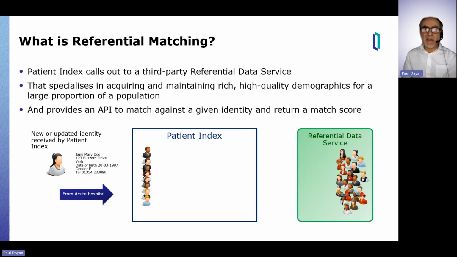But there are services available known as referential data services whose purpose is to collect a full, accurate demographic record for all the citizens in an area or country and provide an API that can be called to search for citizens by some criteria and returning a matching list with match scores. So it would be good if Patient Index could use such a service to provide demographics and assist in matching. That is what the new referential matching feature does.